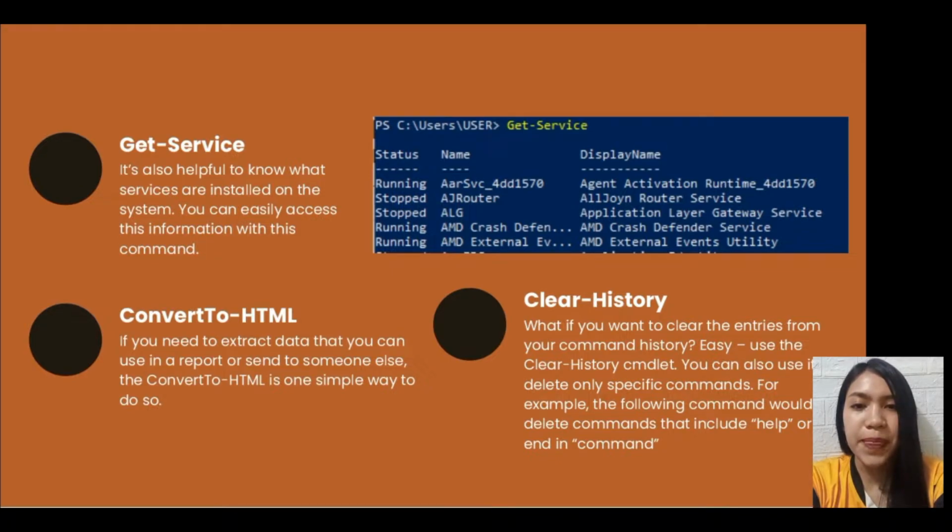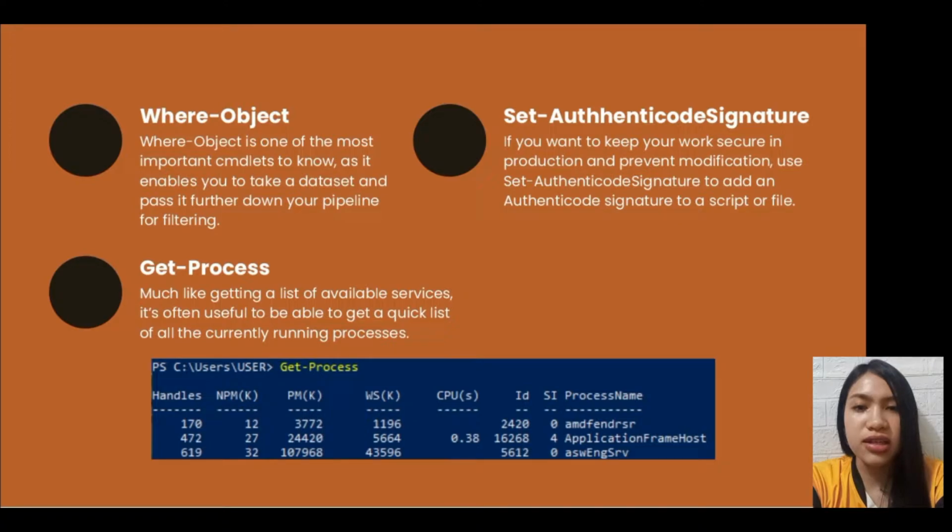Clear-History. What if you want to clear the entries from your command history? So you can use this Clear-History cmdlet. Where-Object. Where-Object is one of the most important cmdlets to know, as it enables you to take a data set and pass it further down your pipeline for filtering.